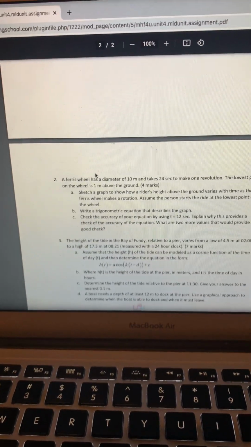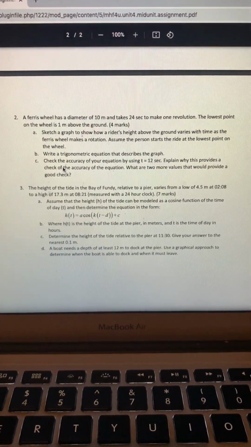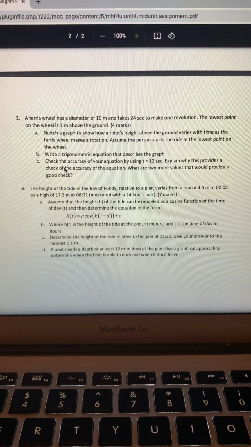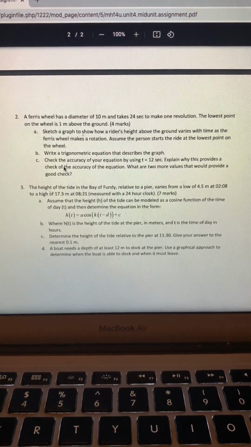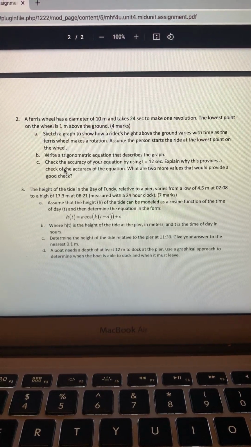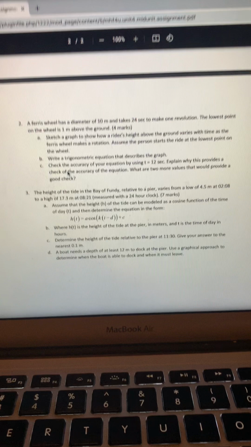Question 2 asks, a Ferris wheel has a diameter of 10 meters and takes 24 seconds to make one revolution. The lowest point on the wheel is 1 meter above the ground. Sketch a graph to show how a rider's height above the ground varies with time as the Ferris wheel makes a rotation. Assume the person starts the ride at the lowest point on the wheel.